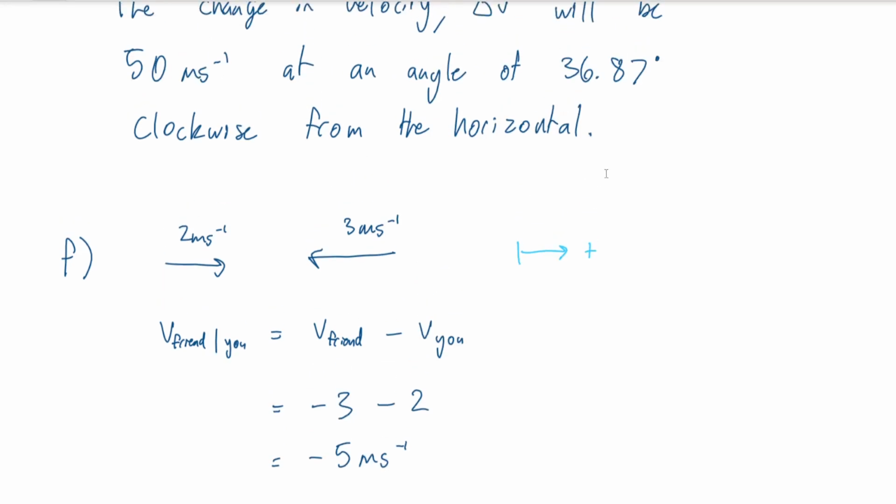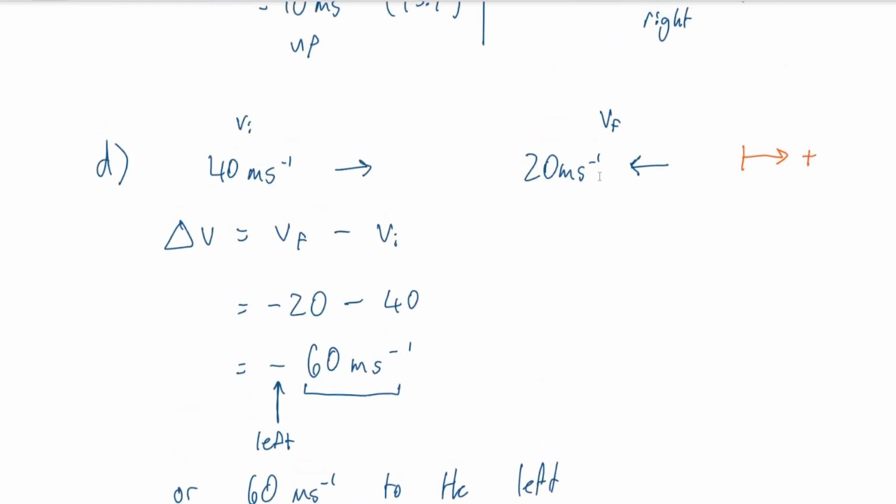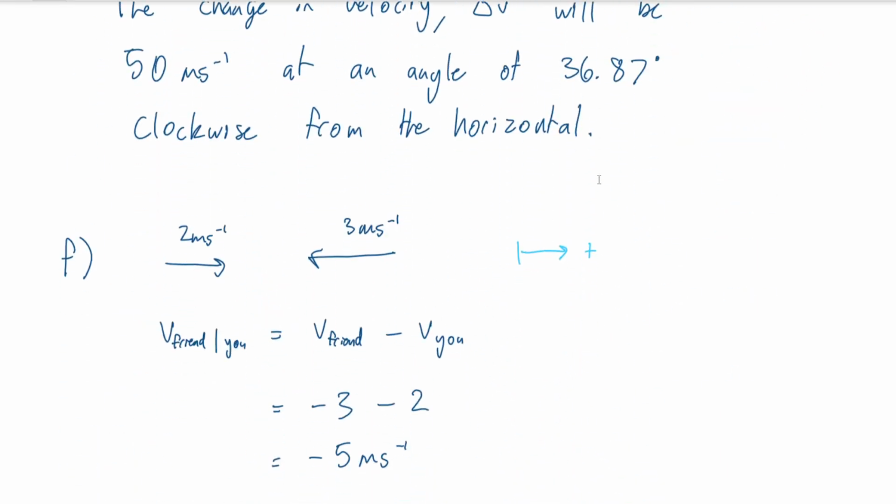And so that's in one dimension. Very similar to question D, right? Finding the change in velocity. Just being careful we define which way is positive, and our friend's velocity relative to us is their speed minus our speed.